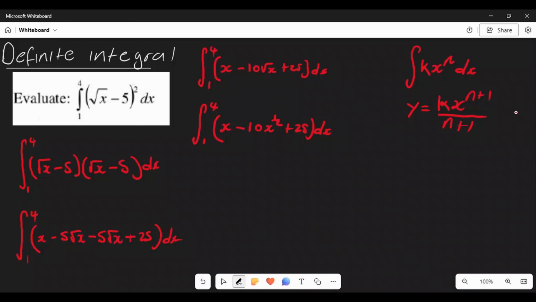Now we don't add plus c because these are definite integrals, right? Just in case again you want to learn more about the power rule, there is a video that is going to pop up here on the right corner, and also in the description. You can go and watch more about the power rule.